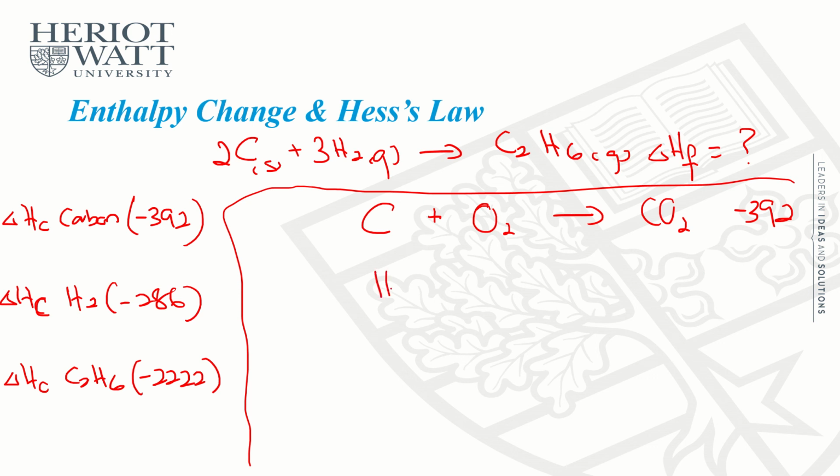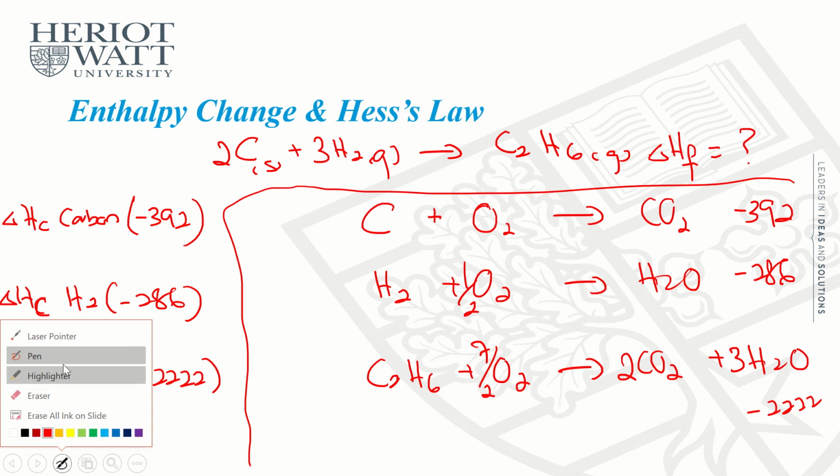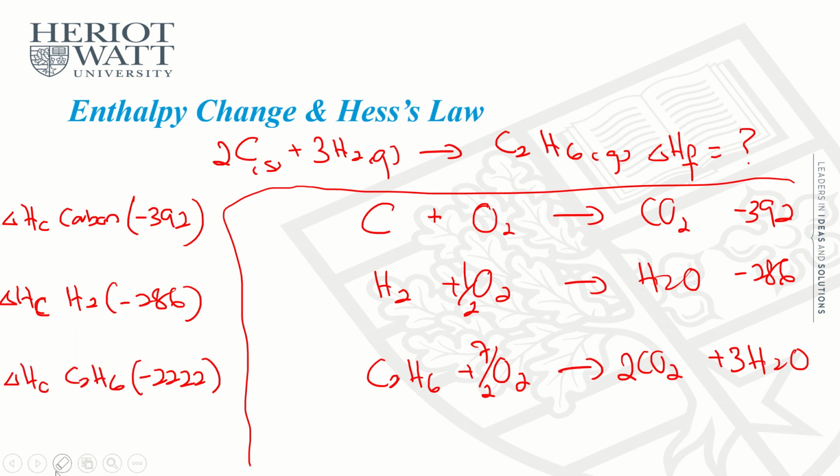What is the combustion of hydrogen? 1 mole of hydrogen burned in excess of oxygen, you get H2O, balance equations, value is -286. What is the combustion of C2H6? 1 mole of C2H6 plus excess of oxygen, you get carbon dioxide and water, right? This is a product, and balance the equation: 2 carbon dioxide, 3 water, and you have 4 plus 3, 7, so 7/2 oxygens. And the value is -2222. Let me rewrite that so that you won't confuse the 2222. So this is -2222. All right, all values given and all equations done.